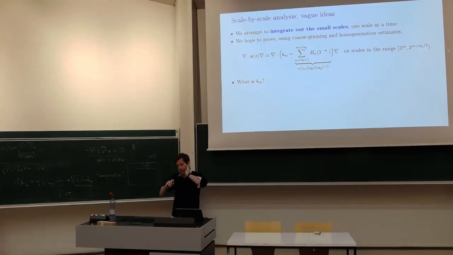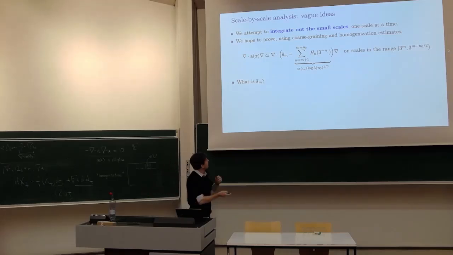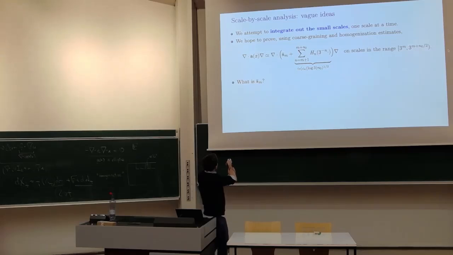So you should think about m as being very big and n naught as being like 12. Okay, so it scales between 3 to the m and 3 to the m plus 6. And I want to show that this is looking like divergence of, this thing is a scalar matrix, so you could think of it as a number or a multiple of the identity matrix.